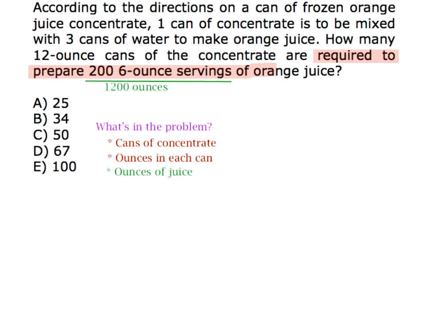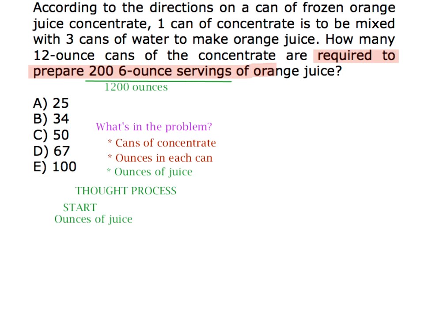Okay, and then how many cans of the concentrate? So let's just think about the thought process. Again, your organizational device doesn't have to be a chart, but you should at least think about what the thought process is. So we start with ounces of juice. And then we're going to go from ounces of juice to, what does ounces of juice relate to? Like, where are we going to go from there?